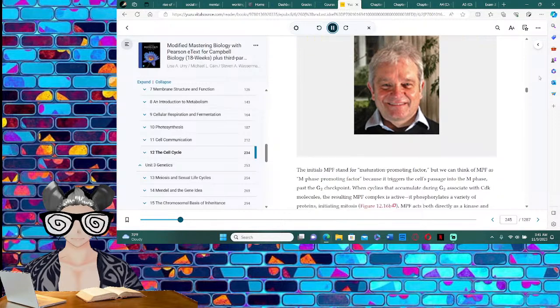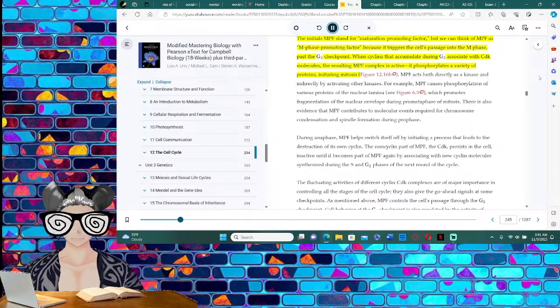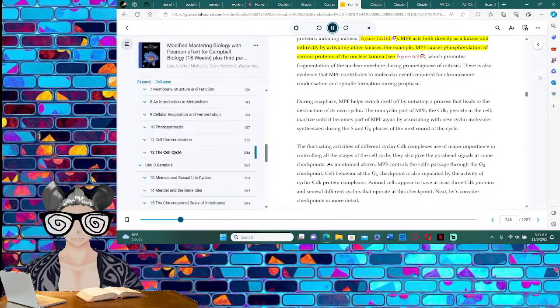The initials MPF stand for maturation-promoting factor, but we can think of MPF as M phase-promoting factor because it triggers the cell's passage into the M phase, past the G2 checkpoint. When cyclins that accumulate during G2 associate with CDK molecules, the resulting MPF complex is active. It phosphorylates a variety of proteins, initiating mitosis. Figure 12.16b. MPF acts both directly as a kinase and indirectly by activating other kinases.